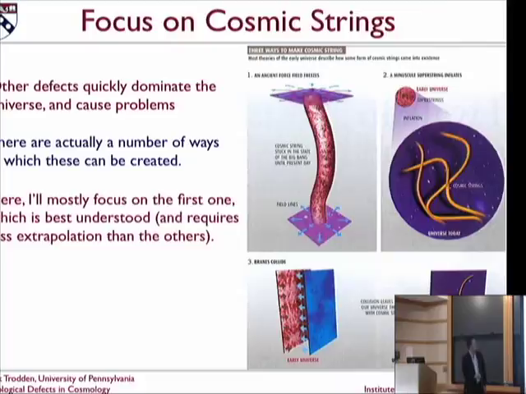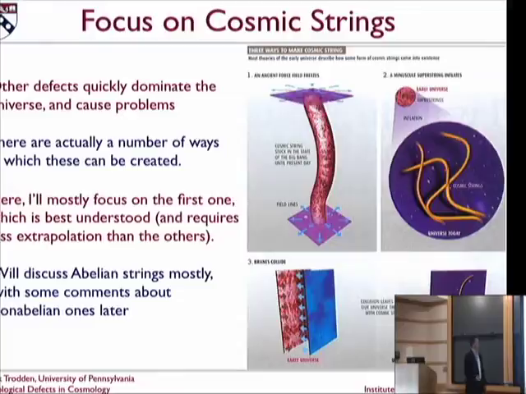It's the best understood of these mechanisms and requires a lot less extrapolation of our theories. After all, we know that the standard model is described by a quantum field theory, and we know that that should be at finite temperature at some point. So it's not a huge extrapolation to ask what it would be like to have a little more gauge structure tacked onto that theory. And I'll mostly discuss what are called abelian strings, namely where the group that forms the strings is an abelian group, or U(1), essentially. And I'll make some comments about non-abelian strings later, because they can be quite interesting in their own right.